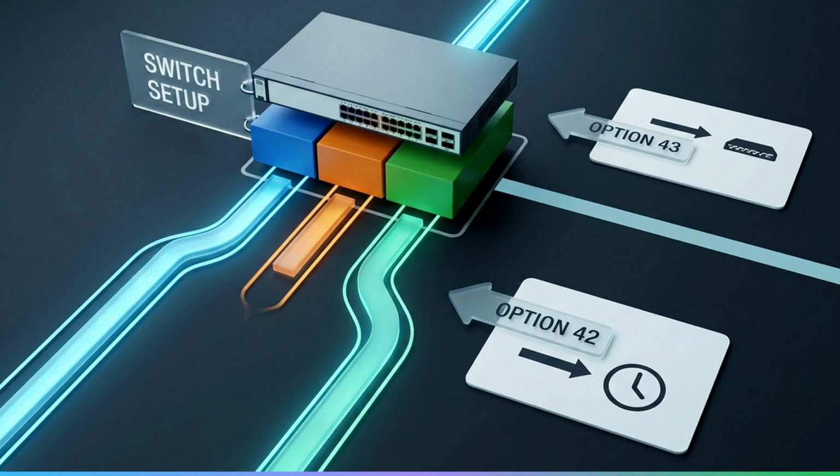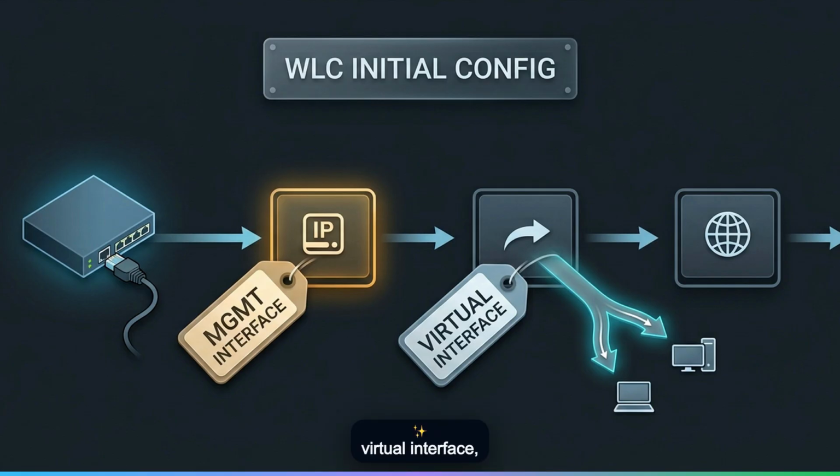The WLC starts with a console wizard. You set the hostname, admin credentials, enable link aggregation, and configure the management interface with its IP, netmask, gateway, and management VLAN. Then comes the virtual interface, a unique IP used for relaying DHCP messages to clients. It does not need to be reachable by anything else.